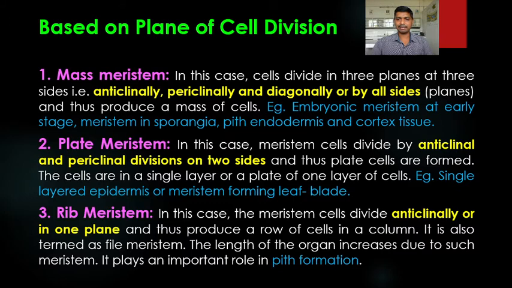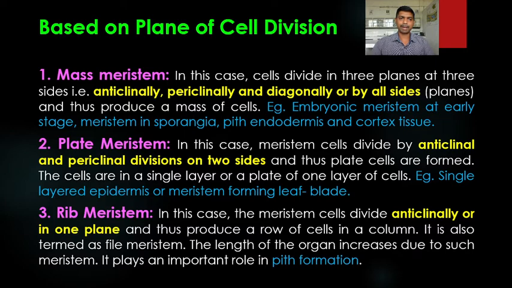So the cells are divided only anticlinally or in one plane. So it produces a row of cells, one cell above the other, formed in a row, in a column. It is also termed as file meristem. So the length of the organ increases due to such meristem. It plays an important role in pith formation. So these are the three types of meristem on the basis of plane of cell division.